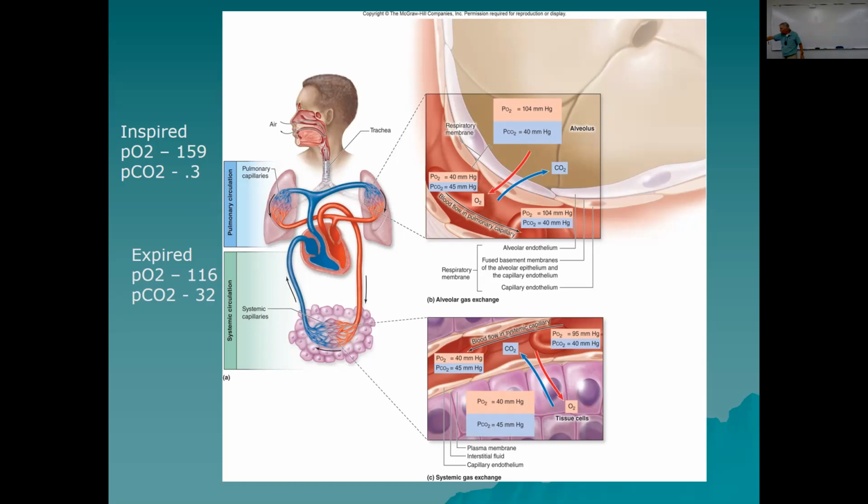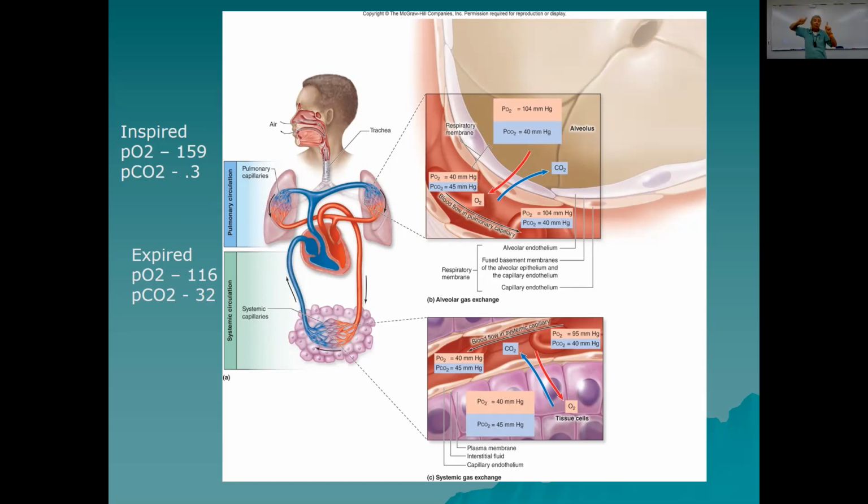And look at the PO2 and PCO2 of the blood leaving the alveolus in the pulmonary capillary. PO2, 104 millimeters of mercury, PCO2, 40 millimeters of mercury. So in other words, the partial pressure of these two gases in the capillaries has gone to equilibrium. That is, it's leaving at exactly the same level as the air in the alveolus.